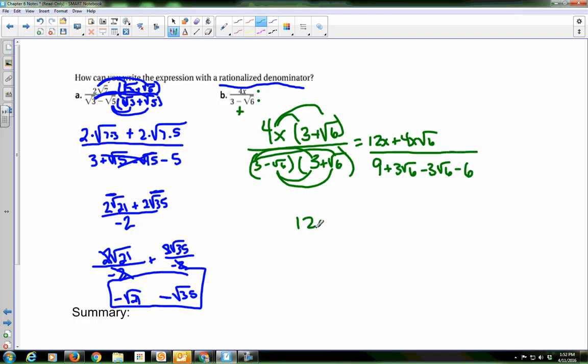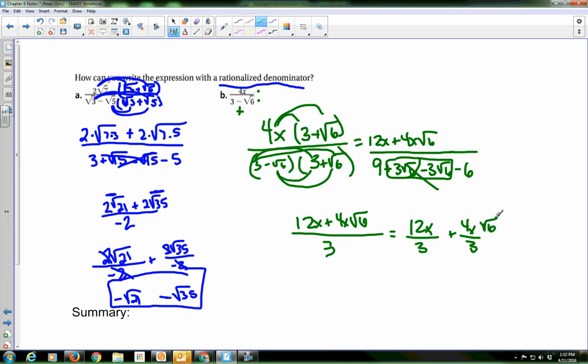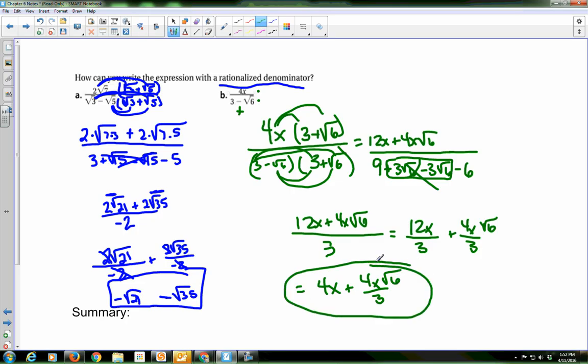Okay, so we got 12x plus 4x root 6, and these cancel each other out, and I got 9 minus 6, which is 3. I'm going to go ahead and divvy up the 3 to each of these. I get 12x over 3 plus 4x root 6 over 3. And that gives us 12 divided by 3 is 4x, and then plus 4x root 6 over 3. And that is as simple as we can get.